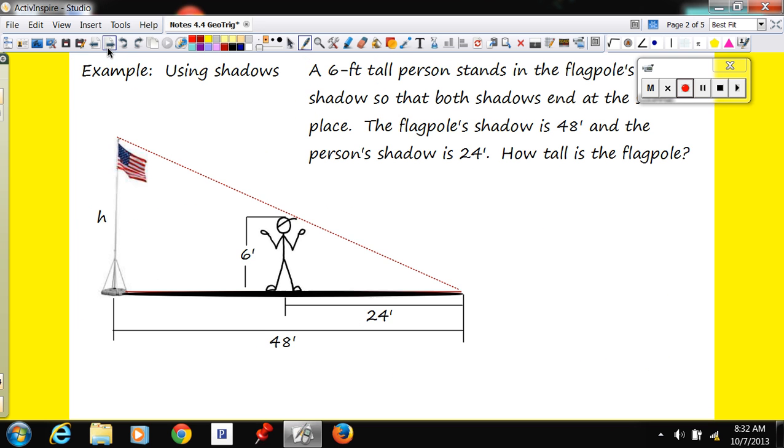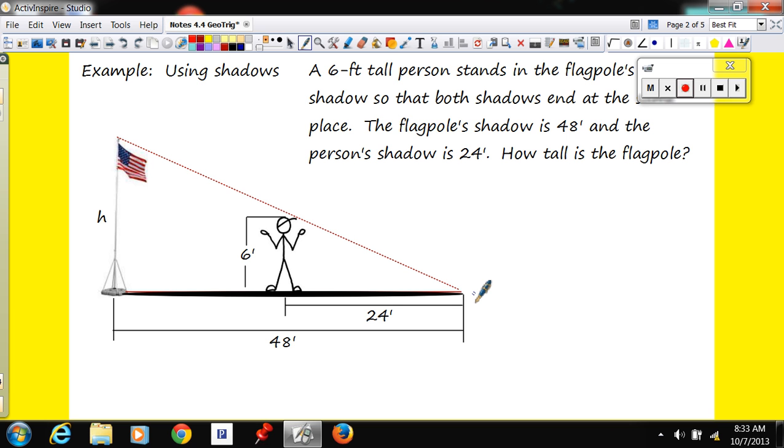All right, second example. Using shadows. We kind of did that a little bit today, but this one looks a little different because this time he fits right inside here, and you hopefully can see 2 triangles here. Do you see 2 triangles? Do you see the big triangle? Everybody see the big one, right? So from here, down here, all the way over here to the end, and all the way up. That's your big triangle. Do you see the little triangle that he makes? Those are the 2 similar.